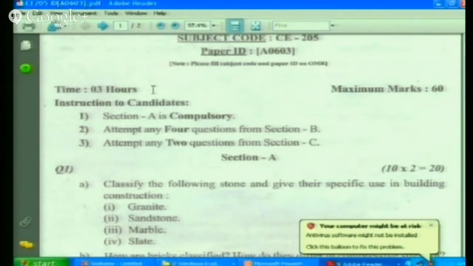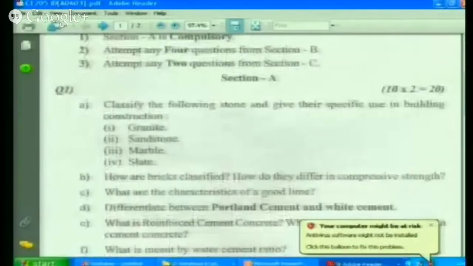Then it is written, section A is compulsory. Attempt any 4 questions from section B. Attempt any 2 questions from section C. These are very clear, specific and understandable. Then see here, the very first question is of 2 marks. That means it is all short answer type questions which form part of section A.